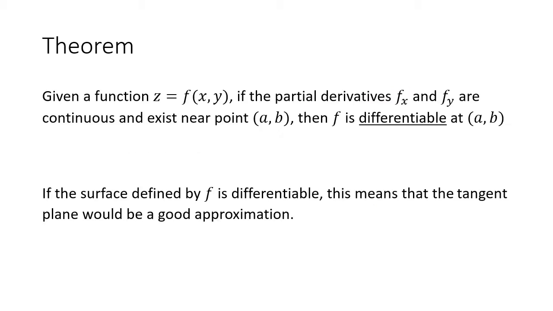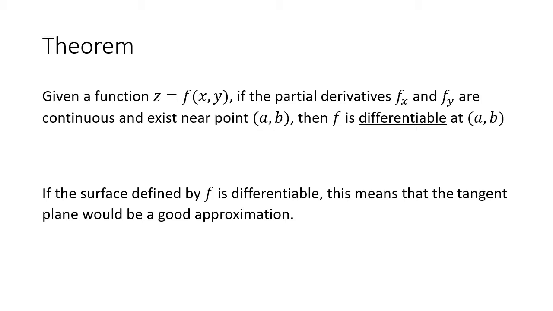All right, so time for a theorem / definition. They kind of go together here. Your book calls it a theorem, so I will as well. Given a function of 2 variables, z equals f of x and y, if those partial derivatives, partial with respect to x and partial with respect to y, are continuous and exist near a point (a, b), then we say that function is differentiable at the point (a, b).